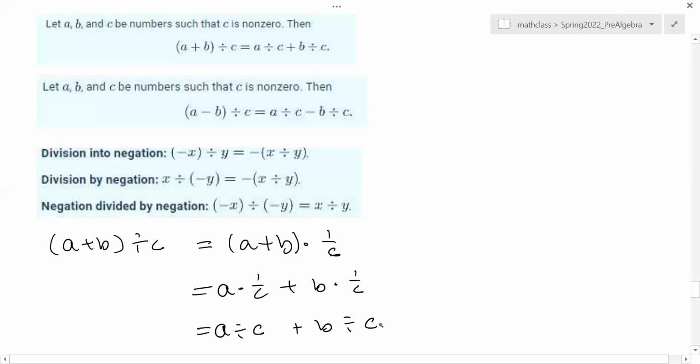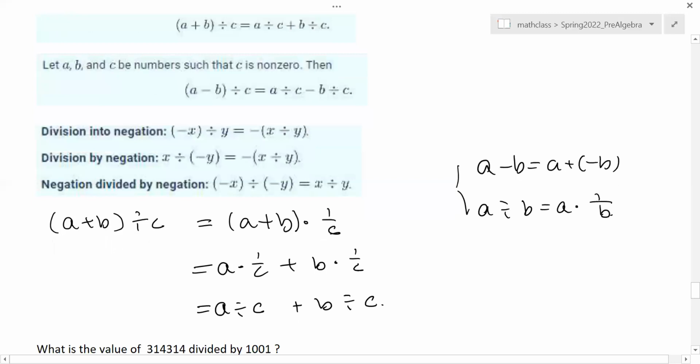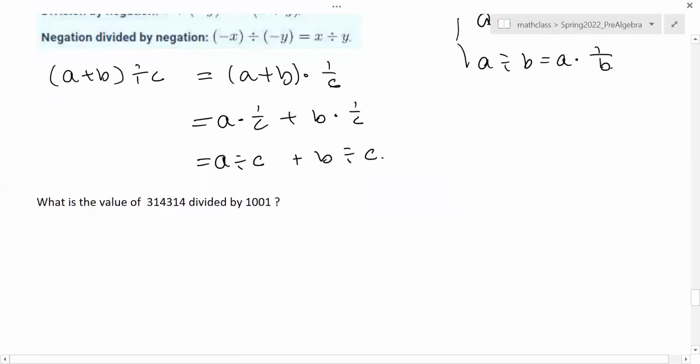So remember, A minus B is A plus the negative of B. We view that as addition. And division, we view that as a multiplication. So we basically have two types of operations, addition and multiplication, and subtraction and division are not brand new operations. We define them using addition and multiplication.